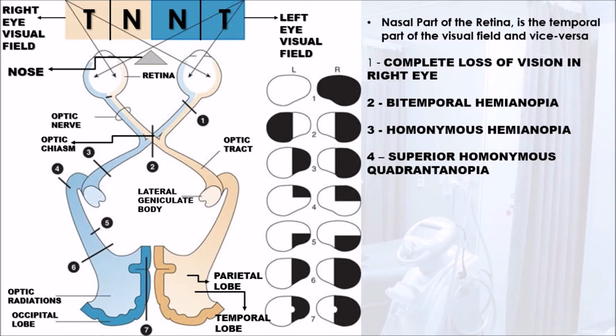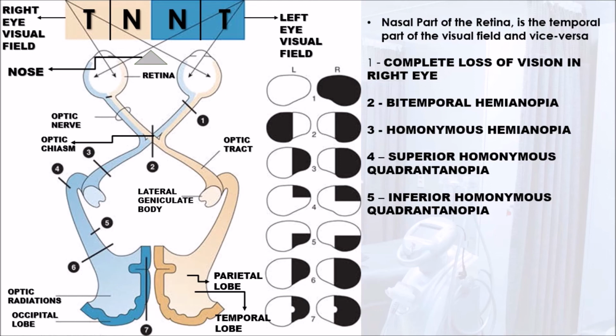I always try to remember that: you get to the parietal lobe before you get the temporal lobe, but in quadrantanopia, the upper part is the opposite. So superior homonymous quadrantanopia will be the temporal lobe, or the temporal portion of the optic radiation, and then the inferior would be the parietal lobe. Don't forget that. Very, very important as well.